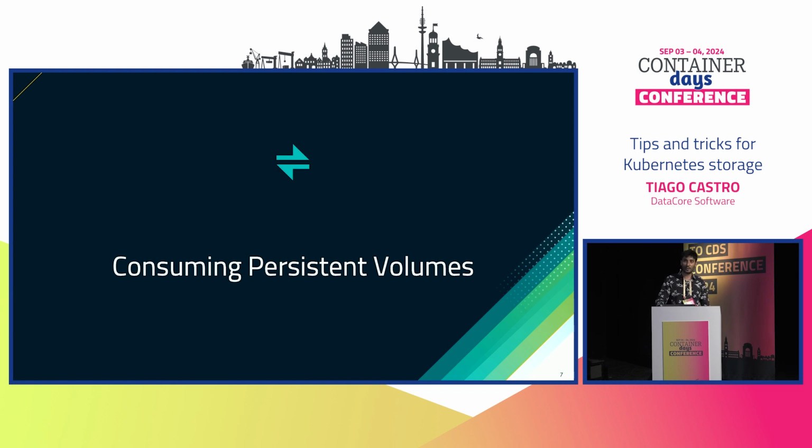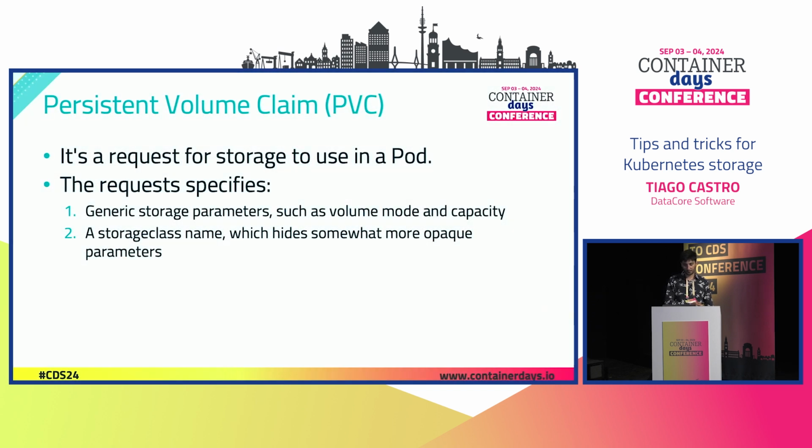So how do we actually use this so-called persistent storage? Let's have a look at some of the existing APIs. A PVC, persistent volume claim, is a request for storage to use in the pod. And a pod is the smallest unit of execution in Kubernetes, and it contains one or more containers. This request specifies generic storage parameters, such as the volume mode or capacity, for example, 10 gigs, 20 gigs, and the storage class name, which hides somewhat opaque parameters, as we'll see.